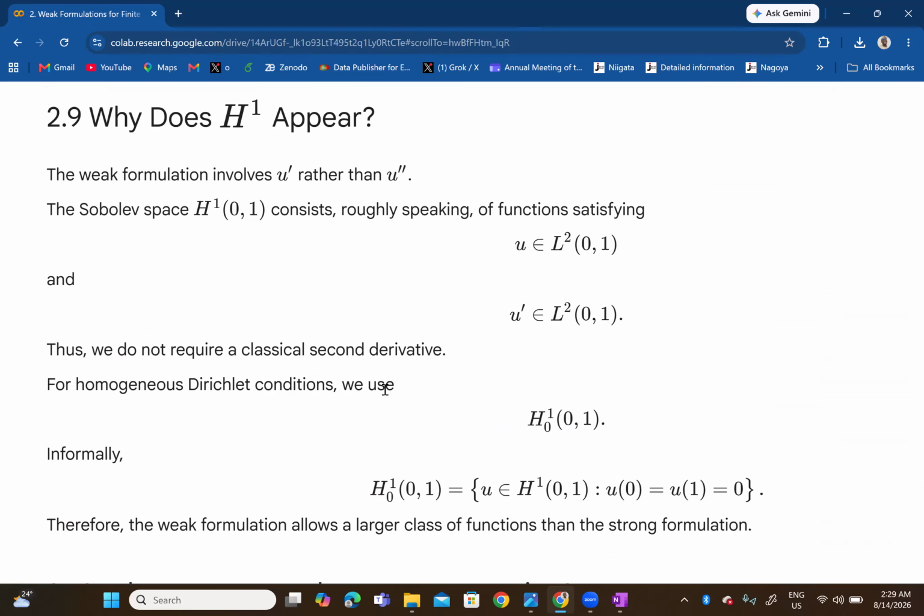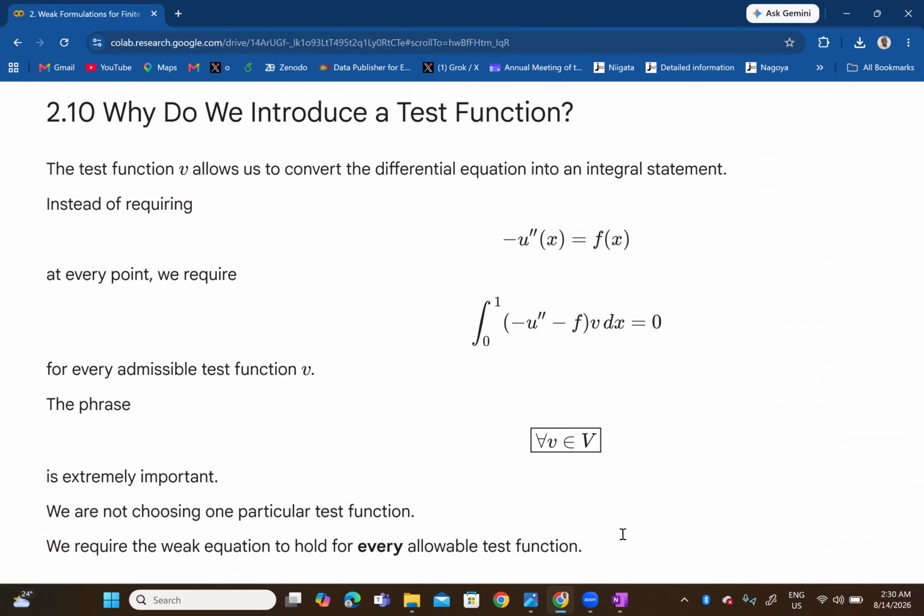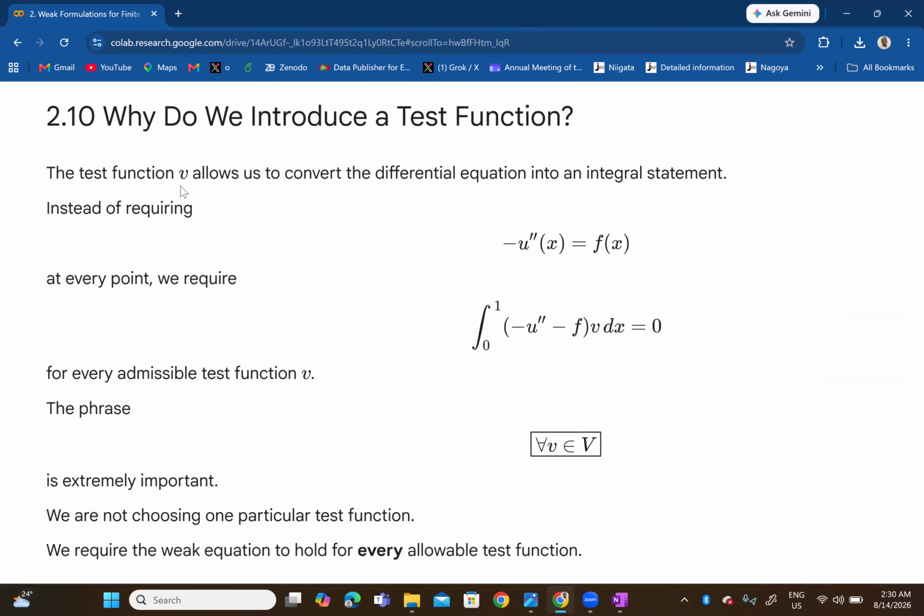For homogeneous Dirichlet conditions, we then use the Sobolev space H sub 0 super 1 on the domain (0, 1). Informally, H sub 0 super 1 is the collection of all u belonging to the Sobolev space H1(0, 1) such that u(0) = u(1) = 0. Therefore, the weak formulation allows a larger class of functions than the strong formulation, in addition to the fact that it doesn't require the second derivative. It only requires first derivatives.